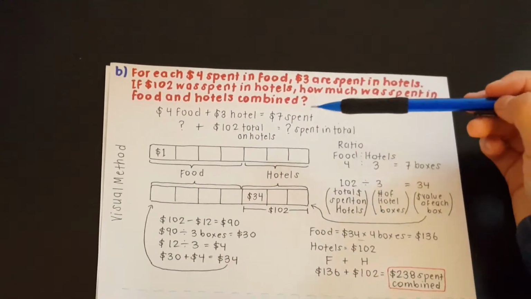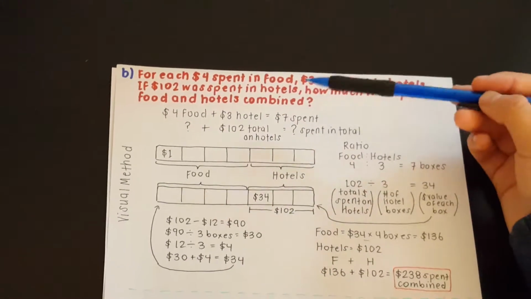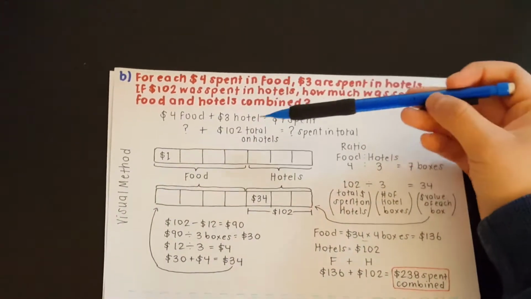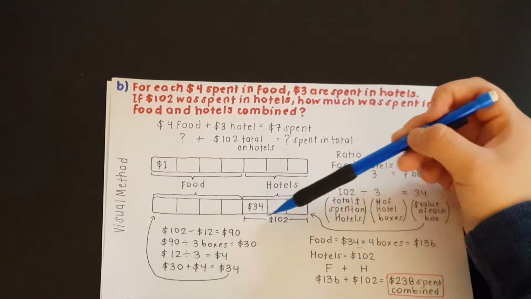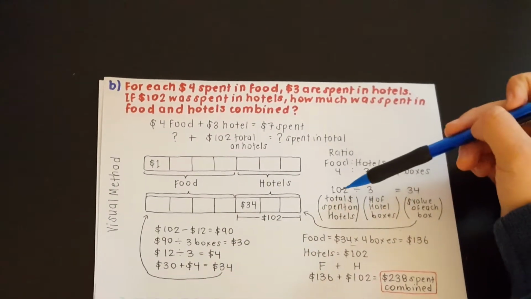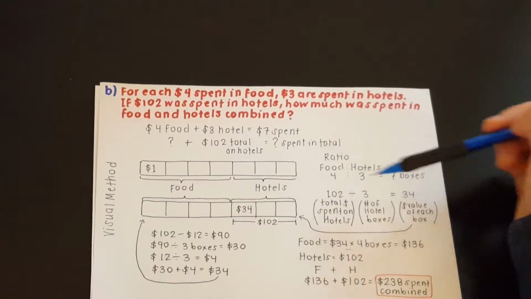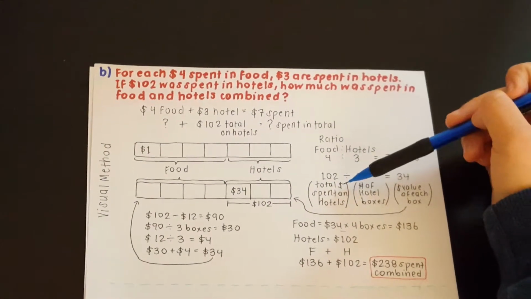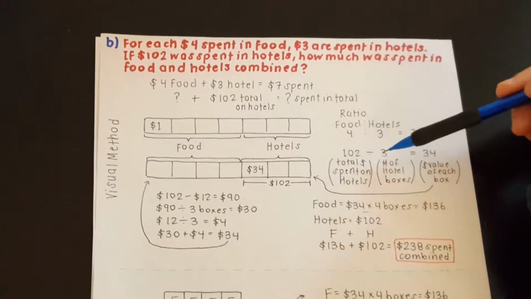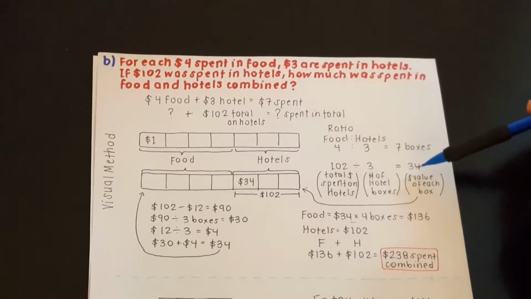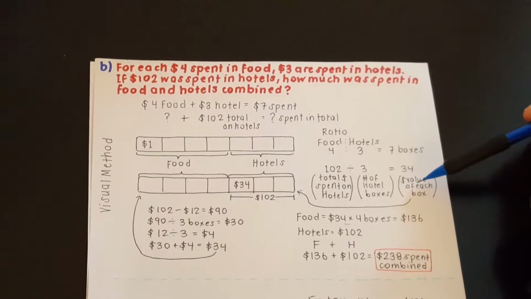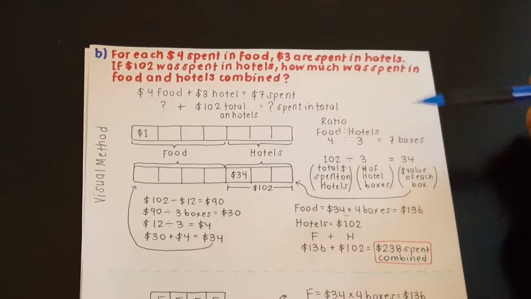So in order to figure out the total amount of money spent and the amount spent on food, we need to use the information we have, such as the amount of money spent on hotels, which is $102. So we divide 102 by 3 and get 34. 102 represents the total money spent on hotels, 3 represents the number of boxes for hotels, and 34 is the value of each box, which is $34.